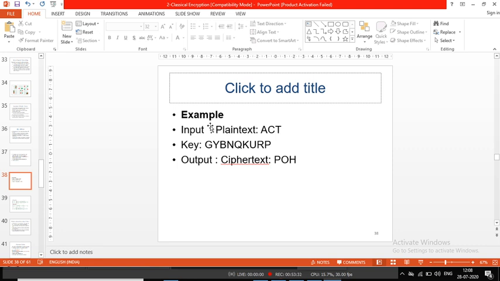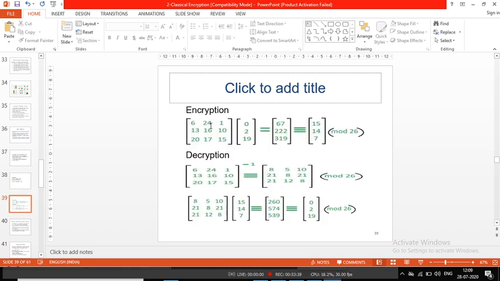Anyway, so this is Hill cipher. You want to write the numerical value of G. So G is 6, Y is 24, B is 1, like that. You just replace the letters by the numerical values.